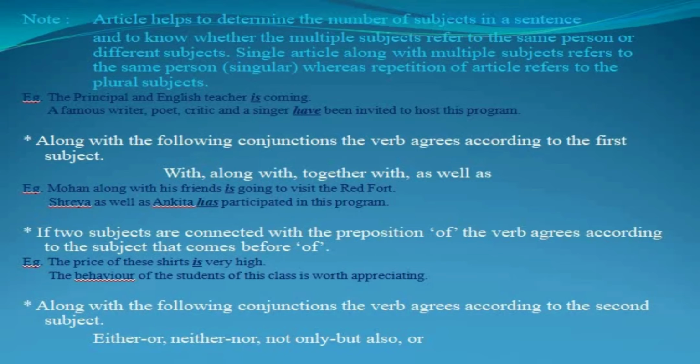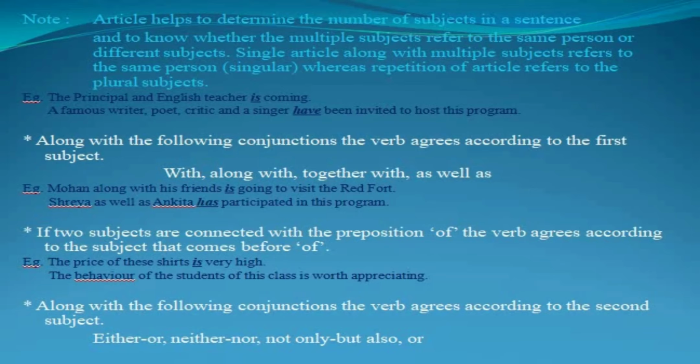For example, Mohan along with his friends is going to visit the Red Fort. So two subjects are there, Mohan and his friends, and the conjunction is along with. So the verb must be used according to the first subject, Mohan. We shouldn't pay attention to the second subject, his friends. We should pay attention only to the first subject, Mohan, which is a singular subject. So we have used here is.